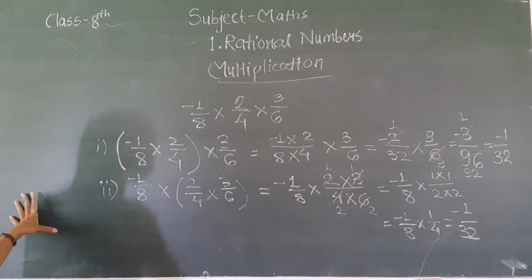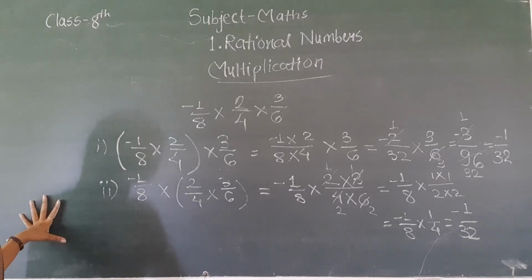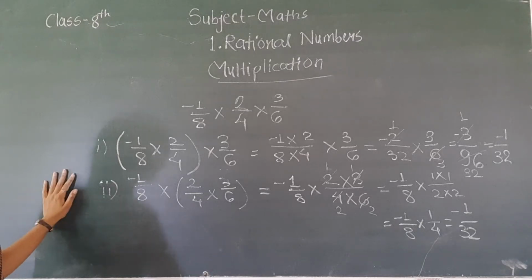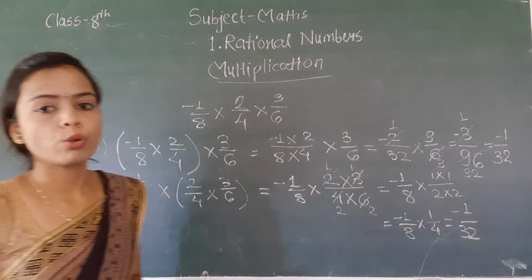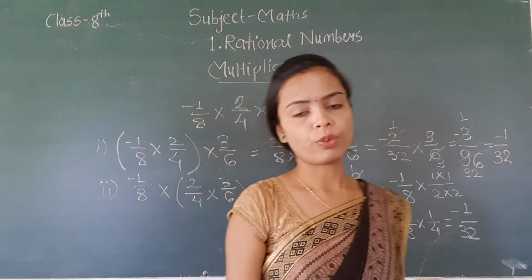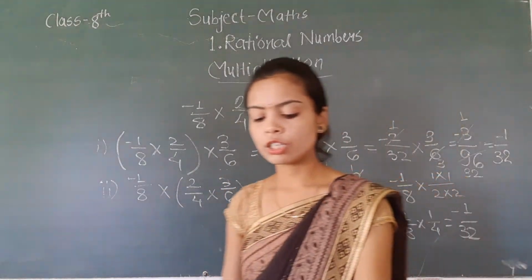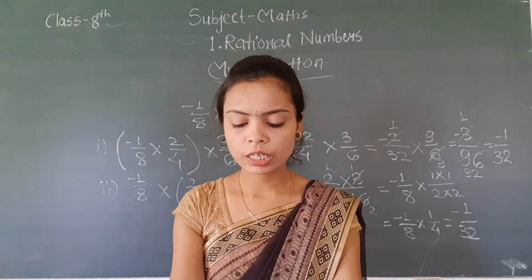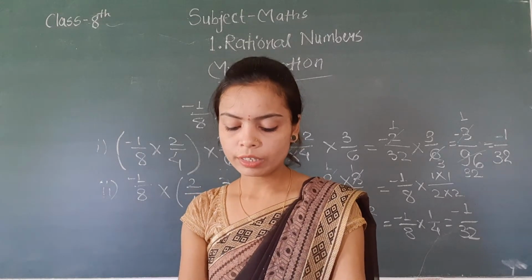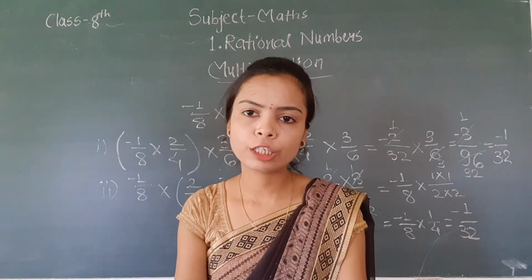Okay, so the closure property, commutative property as well as your associative property follows for the multiplication of rational numbers. Now what is your fourth property? Your fourth property is multiplicative identity, same as the additive element.